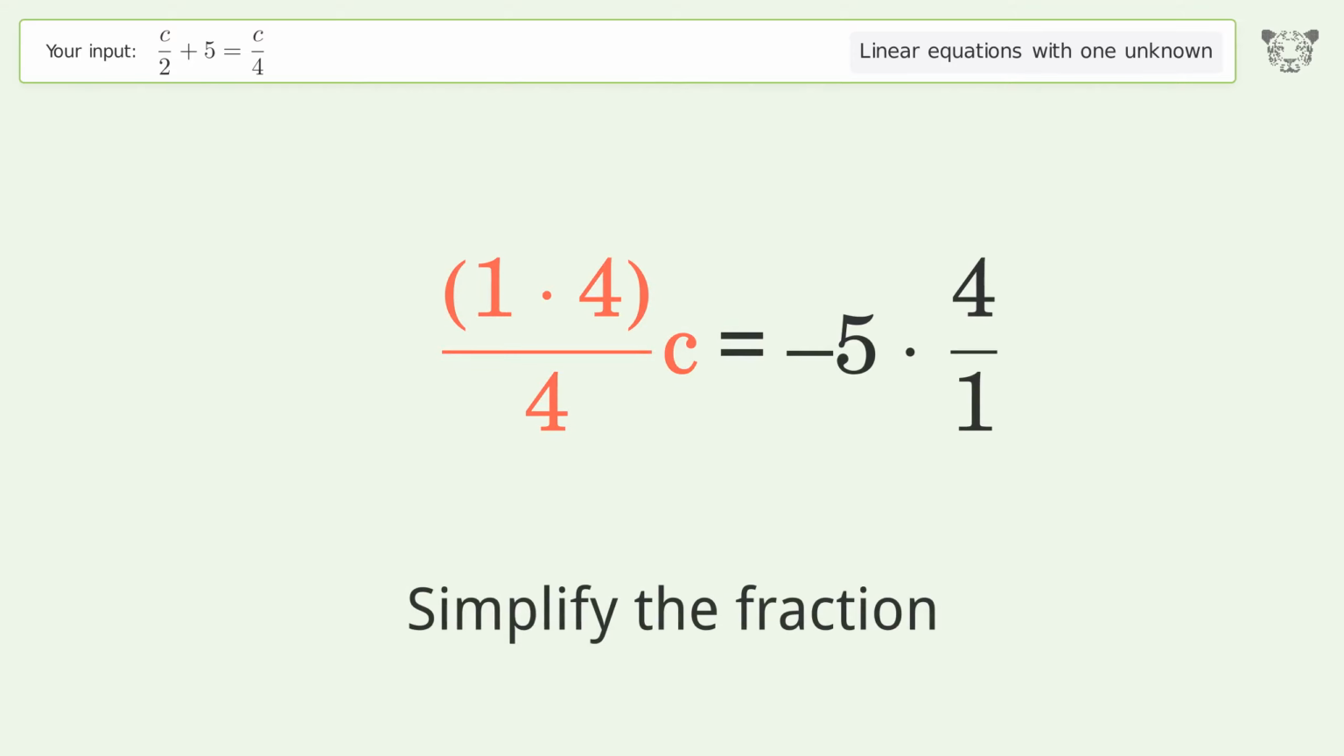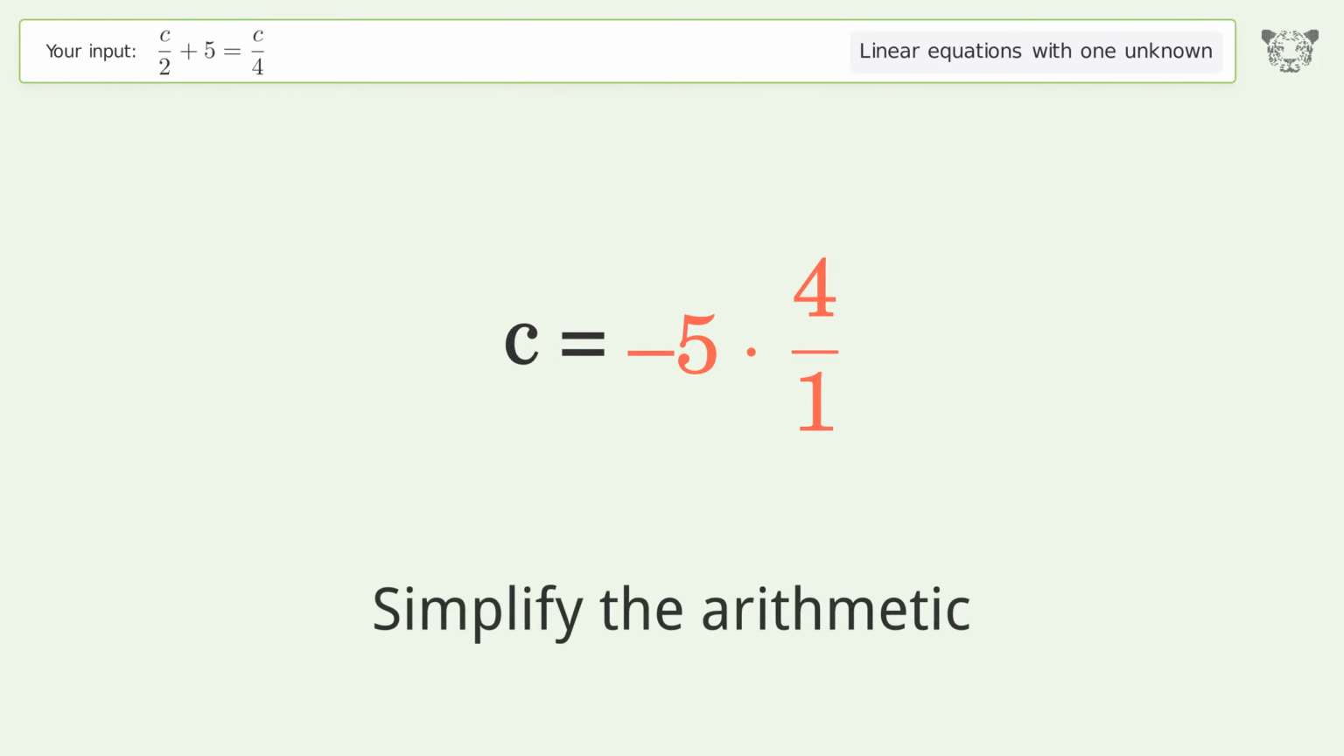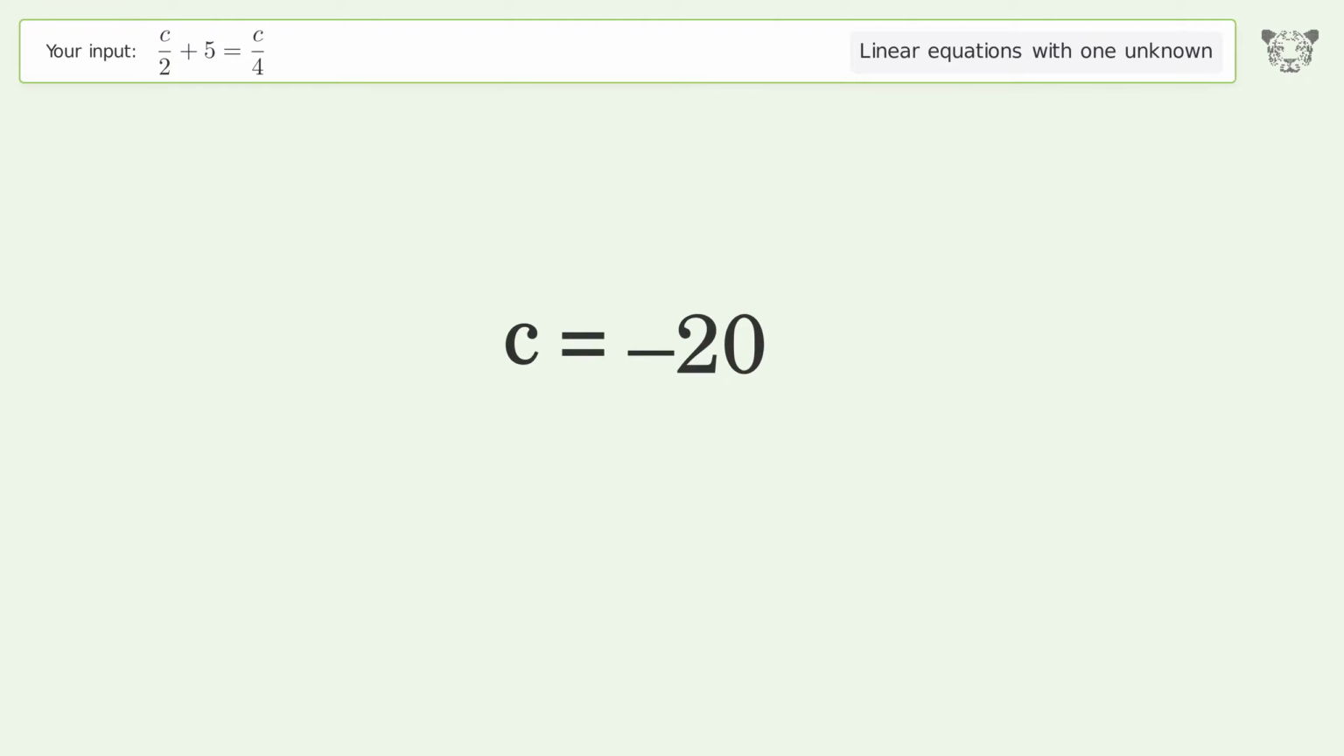Simplify the fraction. Simplify the arithmetic. And so the final result is c equals -20.